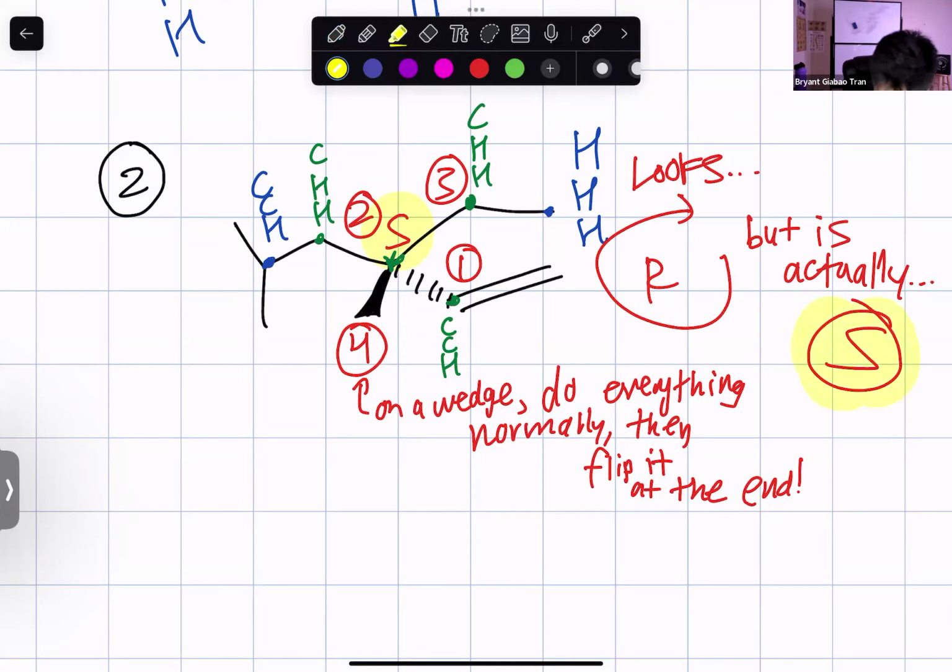And you can only do this trick to flip it only if the lowest priority group is on a wedge. That's the only time you can do that, right?